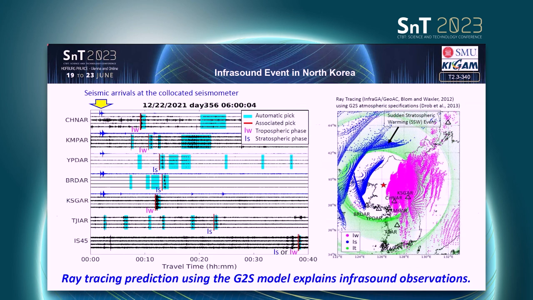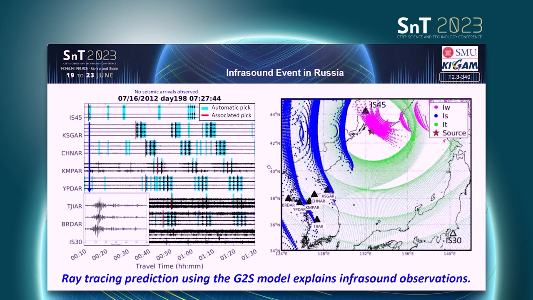We use InfraGA and GeoAc by Blom and Waxler for the simulation, and use the G2S atmospheric specification by DROP, but these days maintained by Dr. Roger Waxler's group at the University of Mississippi. So we use that model for the simulation. The right map is very busy, but color-coded by different infrasound phase. Overall, this prediction matched very well with observation for this case.